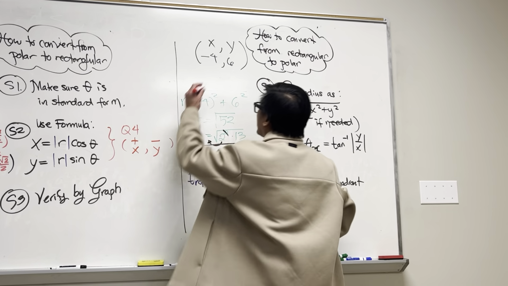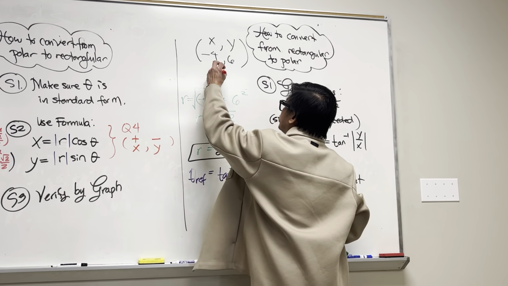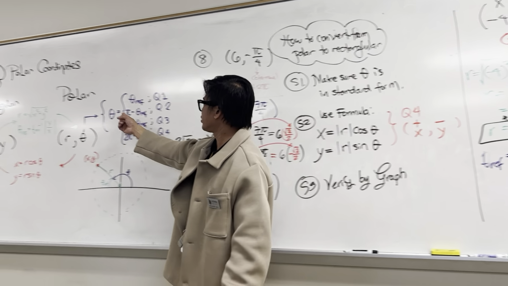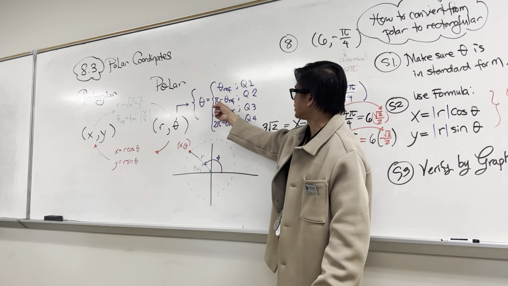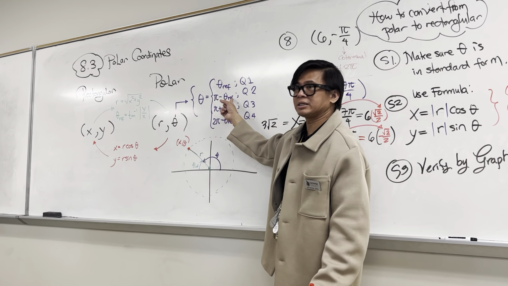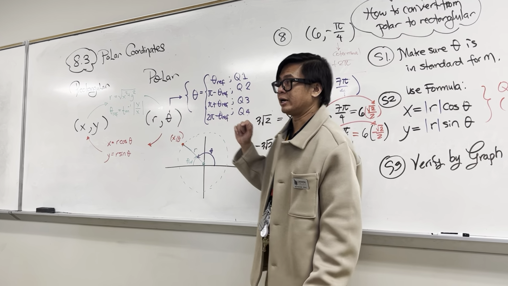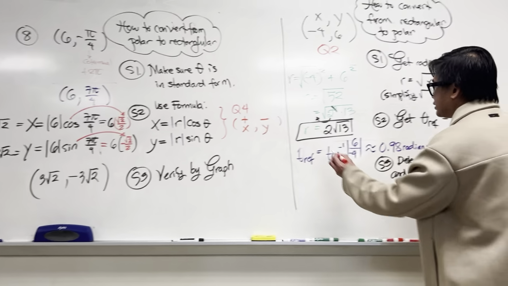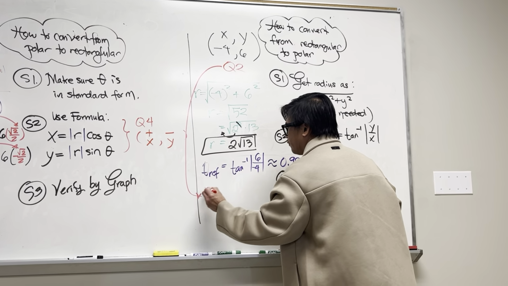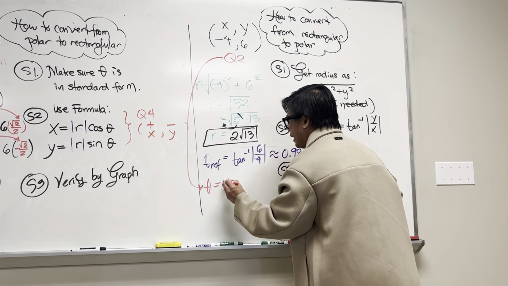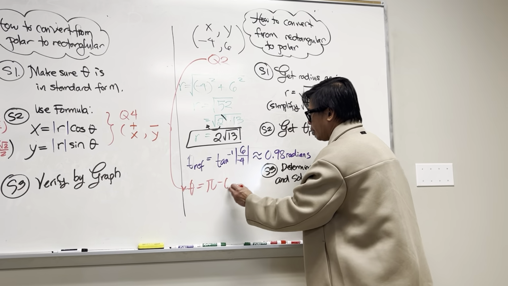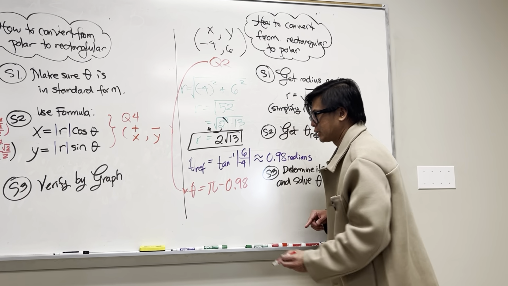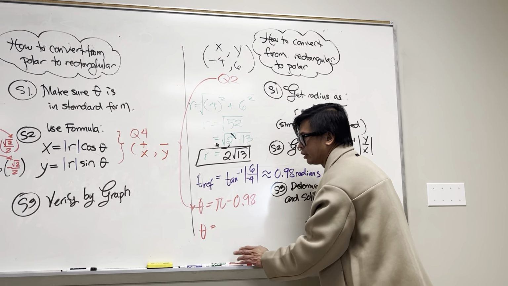So if this is in quadrant 2, what formula do we use? Going back in here, your theta with respect to the reference angle will give us quadrant 2. What does it say? Pi minus reference angle, alright? So since it is in quadrant 2, our theta will be pi minus 0.98 radians. Let's see how much our theta will be.